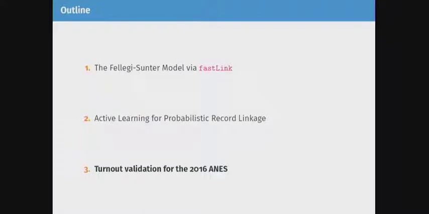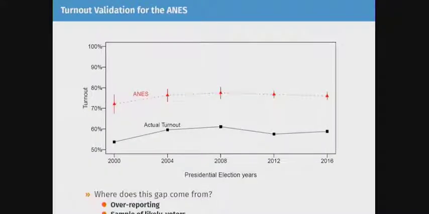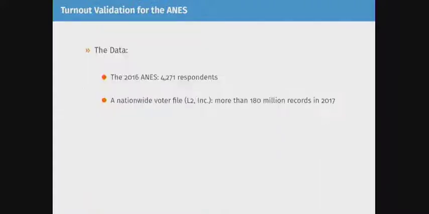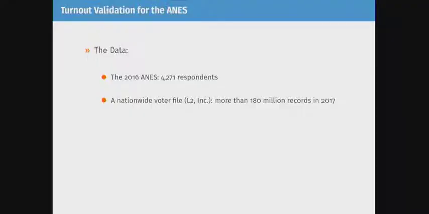So let me walk you through, again, what drives the gap between self-reported and actual turnout. To remind you of the causes, we are thinking about over-reporting or having a sample of likely voters. Those are the two competing theories. What was the merge? Through a cooperative agreement with the ANES, I had access to all the identifiers for the ANES, so the names and addresses of the survey respondents. For 2016, that's 4,300 respondents.